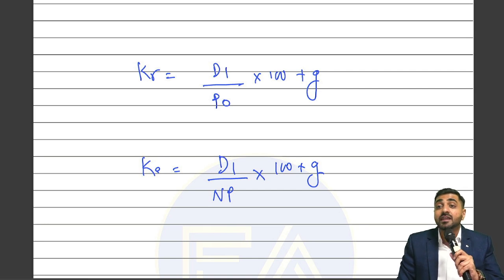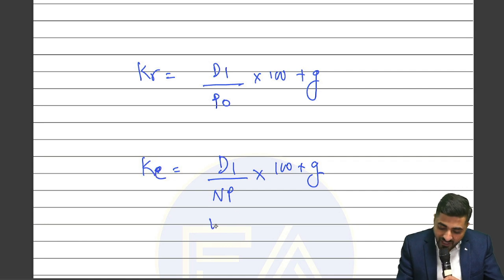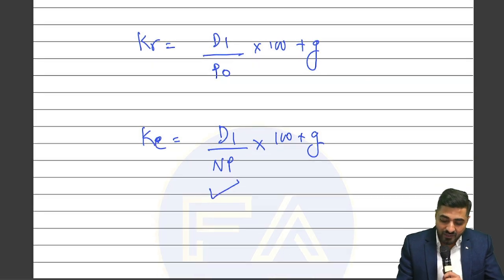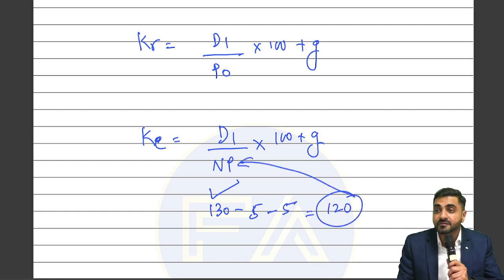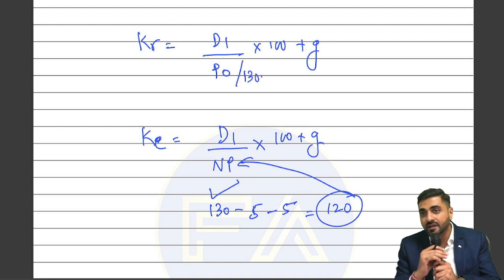Is there a difference between KR and KE? Yes or no? Yes, sir. Because of the presence of the flotation cost. Will I consider flotation cost in calculation of KE? Yes, sir. So market price was 130, but we were issuing it at 125. And then again, there is a 5 rupees flotation cost. So ultimately, I am going to receive 120 only. But for KR, we don't do all this natak. I say we only take 130.